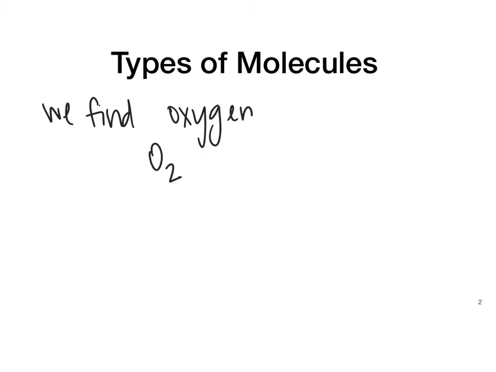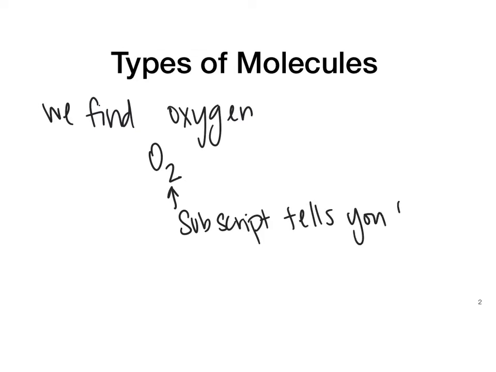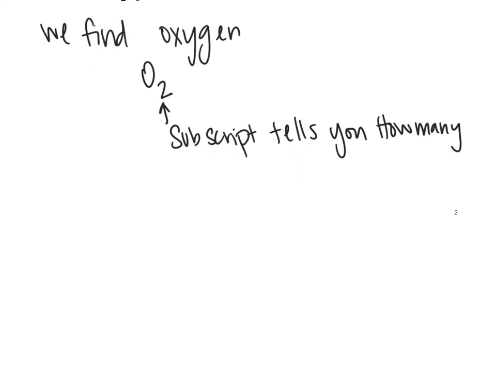So we usually find oxygen in nature as O2. This subscript tells you how many. This says that there are 2 oxygens. Comparatively, if we have O3, this means that there are 3 oxygen atoms together.